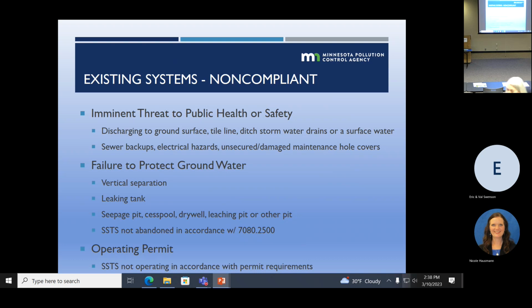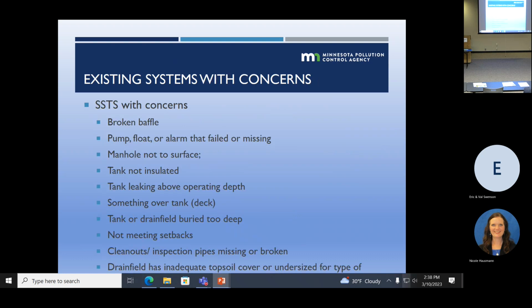And so I think we all understand what those are. Like failure to protect, I don't have separation, I have a cesspool, tank's cracked, you know, those things. Imminent threat, it's puking out on the ground, whatever those things are, we know what those are. But what about other things? What about other things that I might run into doing an inspection? They're concerning.